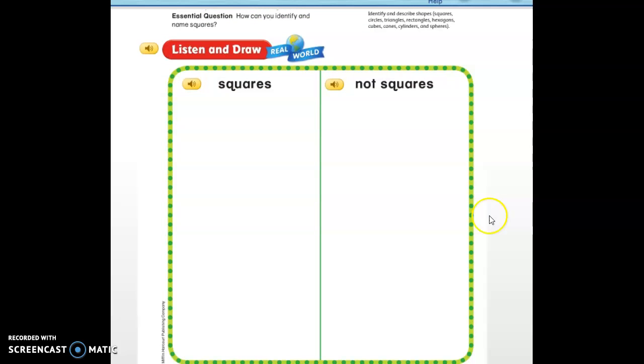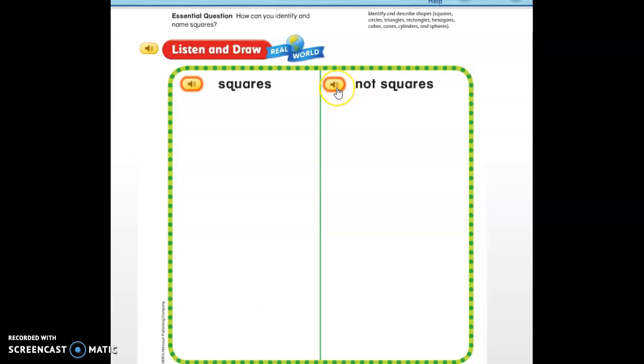Alright, we have two sides here on our paper. This side says squares. So on this side of your paper, I want you to draw me a square. Think about what we just heard in our song. It's four sides, straight lines, and they're all the same. So see if you can draw me a square on this side of your paper.